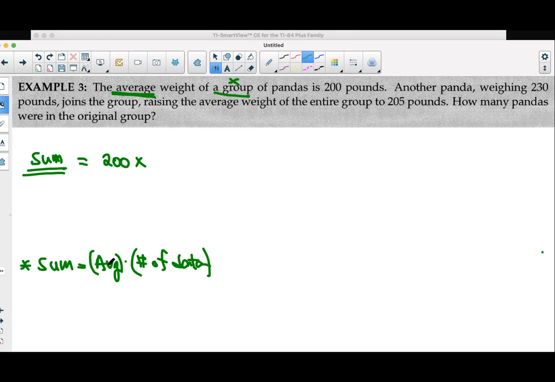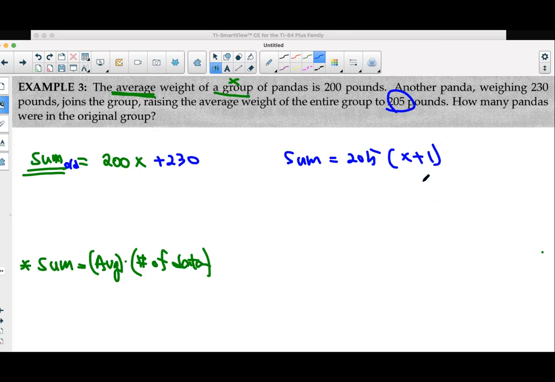That's how you can calculate it. All right? Now, that's the sum originally. But what happened? Another panda came in, which is 230. Then plus 230, getting the new average to be 205. So that means, wait a minute, that's the old sum. The new sum is equal to what? 205 is the average, but how many pandas do we have? x plus 1 now, because we have one more panda than before.